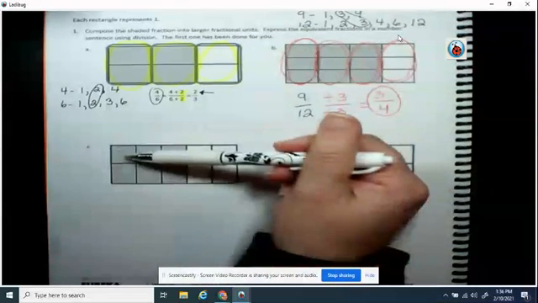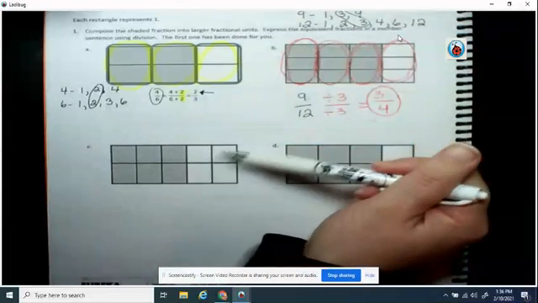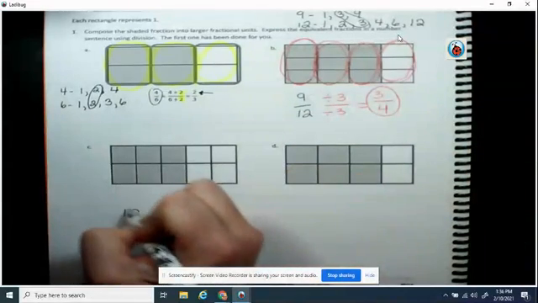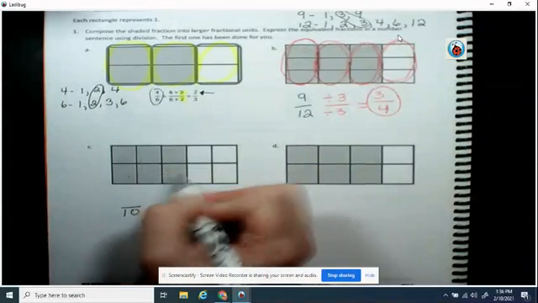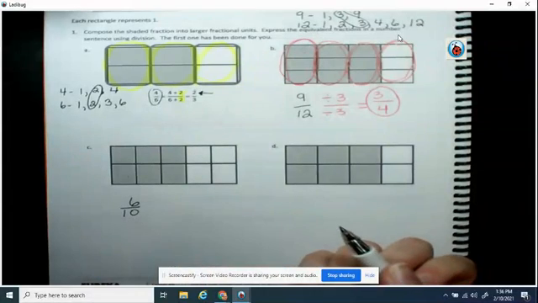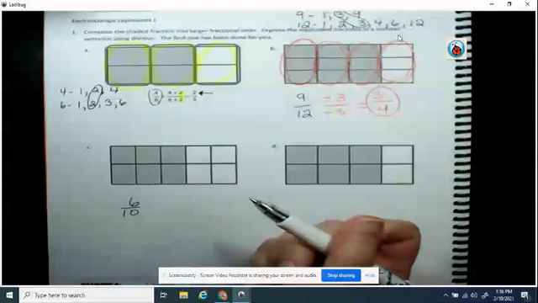Okay, so for this one, I've got 1, 2, 3, 4, 5, 6, 7, 8, 9, 10. So my denominator is a 10. And 1, 2, 3, 4, 5, 6. My numerator is a 6. Okay, so let's think about these two numbers.